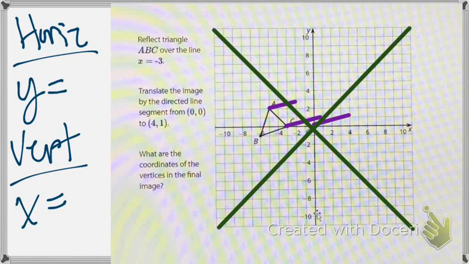Also with the translation on the coordinates right there. Oops. 0, 0 to 4, 1. Really, that's just right 4 and up 1 for all the coordinates. All right, so good luck with that one.